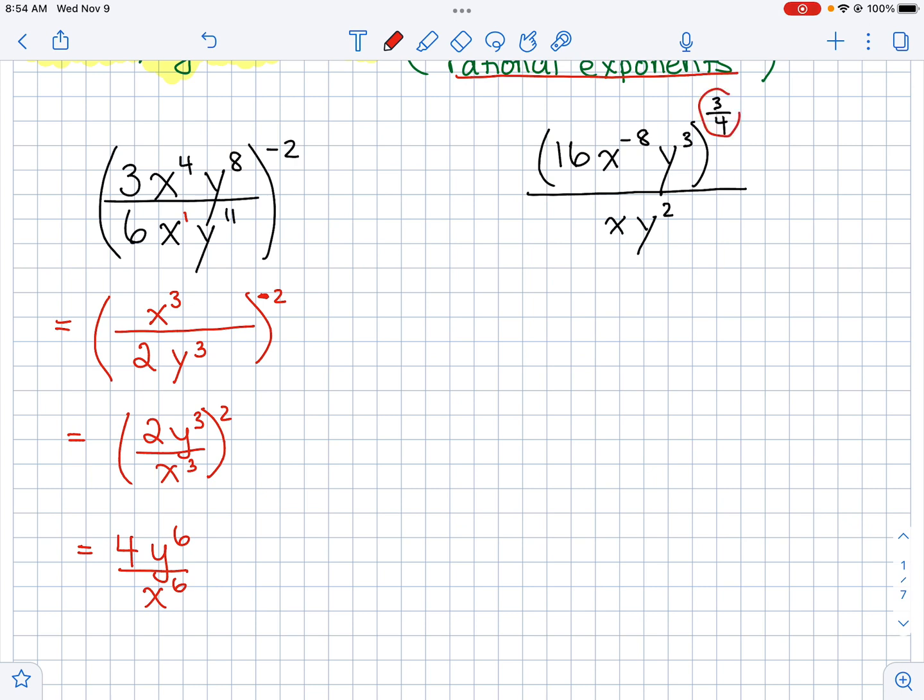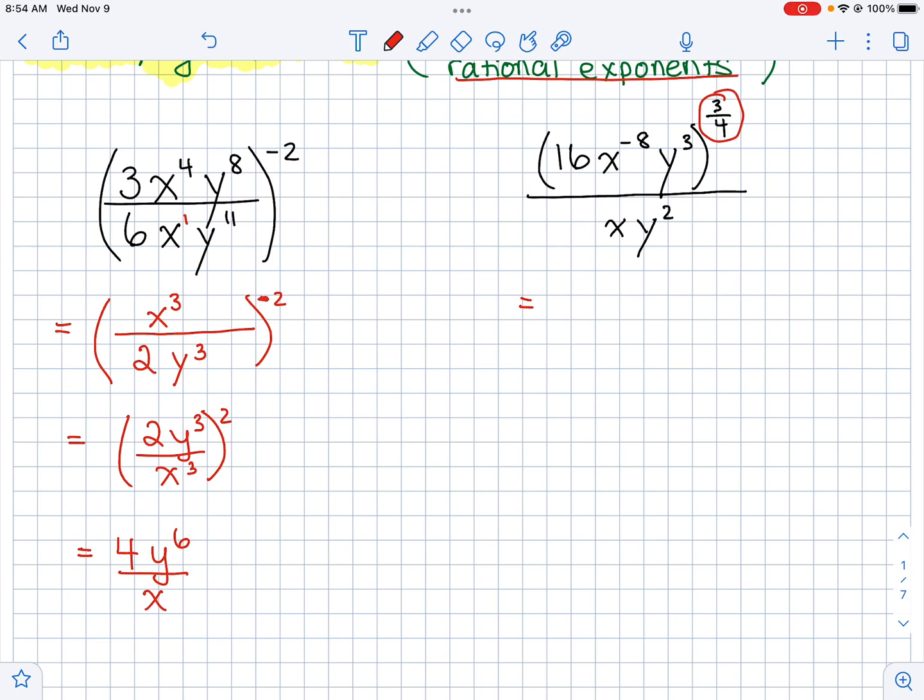This one is the power of 3/4, a rational exponent. Okay, so I'm going to tackle the numerator first. I'm going to apply the exponent to everything inside the brackets, all 3 of those guys. So 16 to the power of 3/4 is really like the 4th root of 16 to the power of 3. And then if I multiply these exponents, negative 8 times 3/4, I would end up with negative 24 over 4, which would just be negative 6. So this will become x to the power of negative 6.